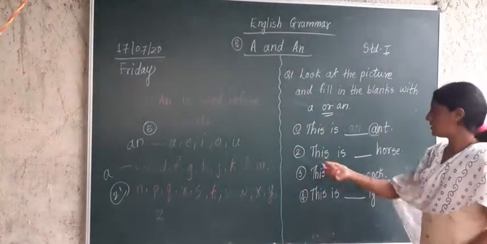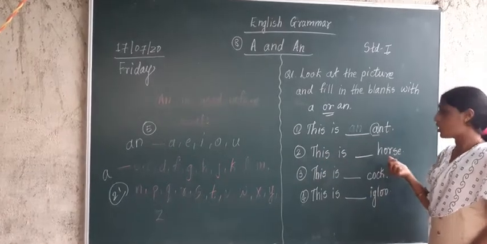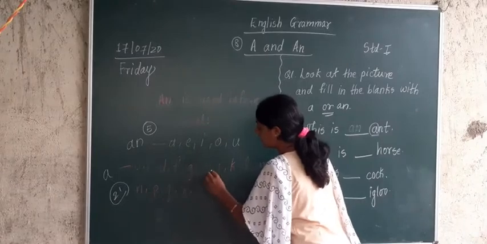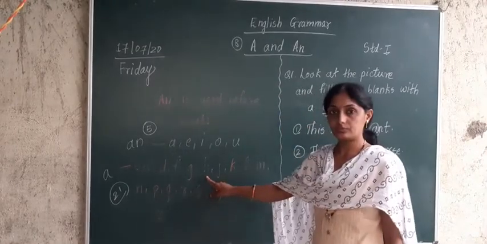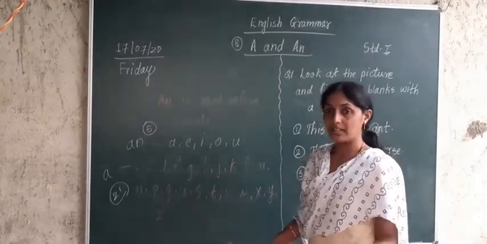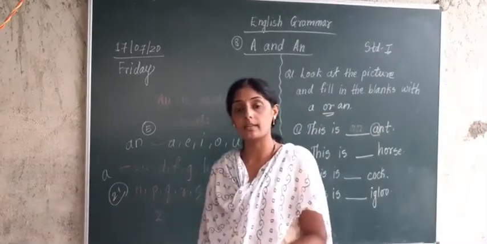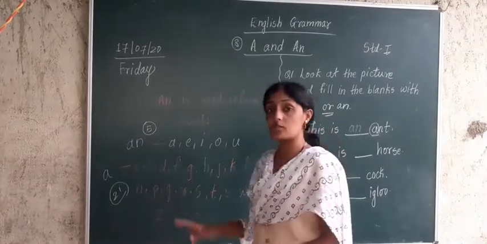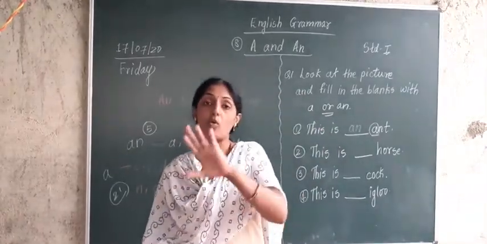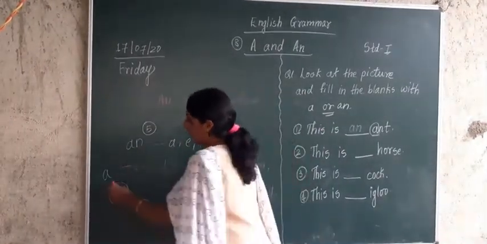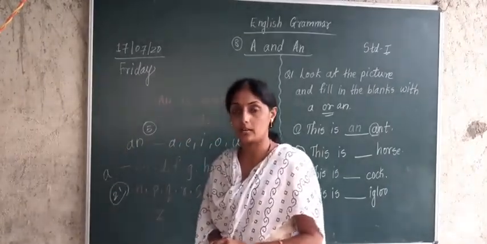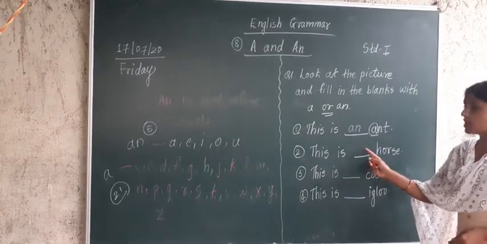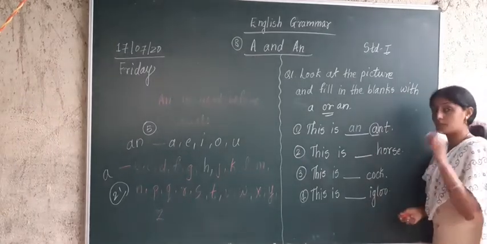The second sentence given here is, this is horse. Now H is what? I will write in white color chalk. H is a consonant. I told you there are 21 consonants. How many consonants are there in total? There are 21 consonants, and H is a consonant. Before a consonant we use which letter? We use the letter A, right? So in the second example, which article are we going to use here? We are going to use the article A.